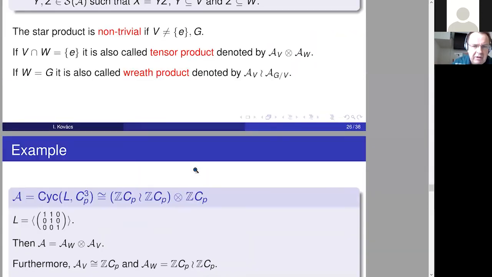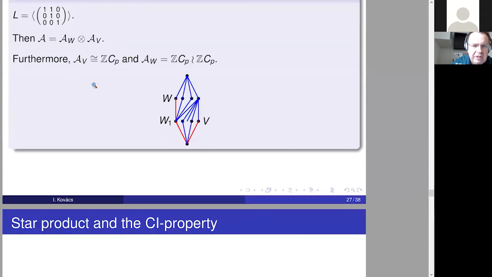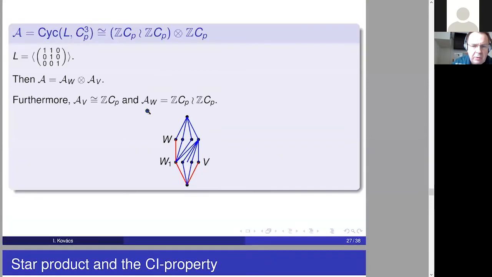So this third definition is also satisfied. And because of that, we can say that the S-ring A is a tensor product of the S-ring induced on the subgroup W and the subgroup V. Now W is a group of order p squared. It has a unique subgroup of order p. Inside here we have singletons, and outside we see cosets of this subgroup W1.